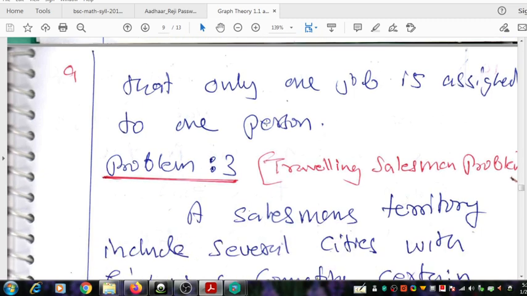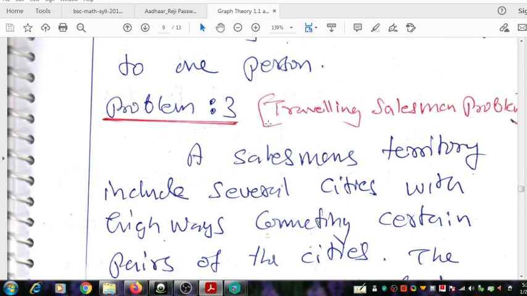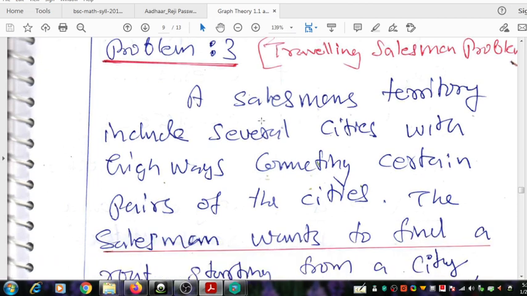Now, the third problem is famous as the traveling salesman problem. What is it? A salesman's territory includes several cities, with highways connecting certain pairs of cities.